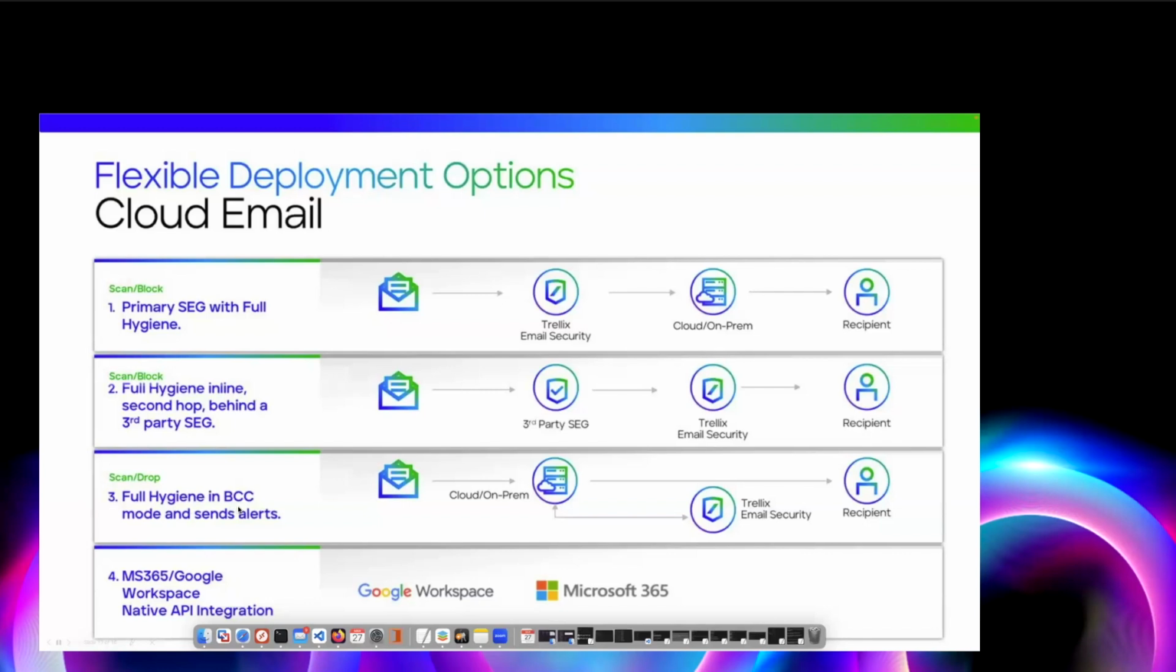The third one is full hygiene in BCC. So if you are doing POC, for example, then you can set up that all the emails go only to BCC, and there are only going to some analysis that you can see and show later to the customer. And the fourth option is Office 365, Google Workspace, native API integration.